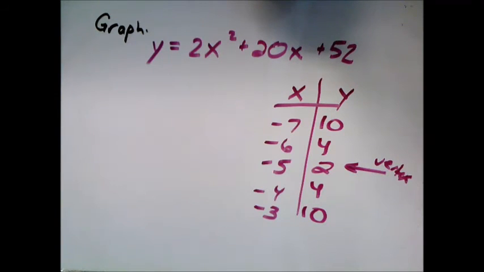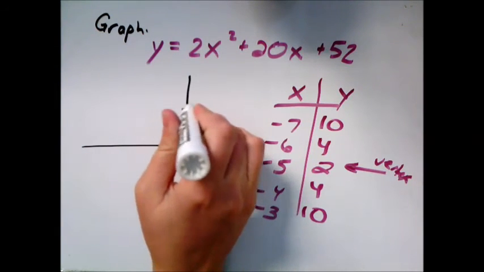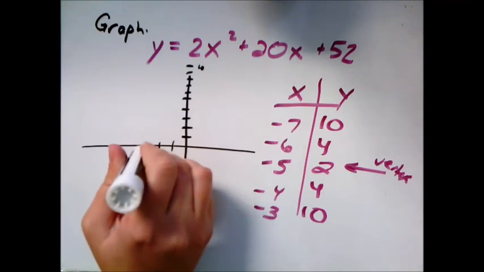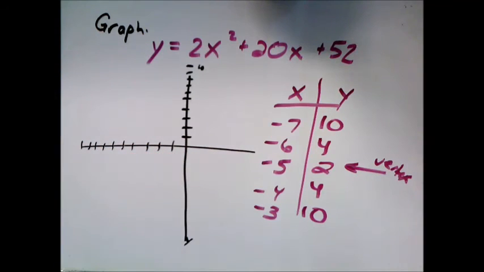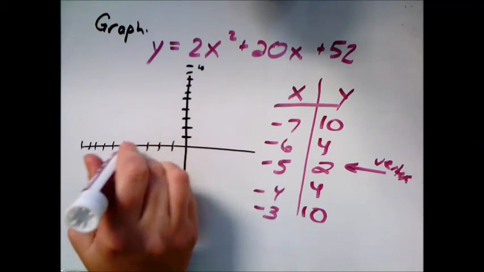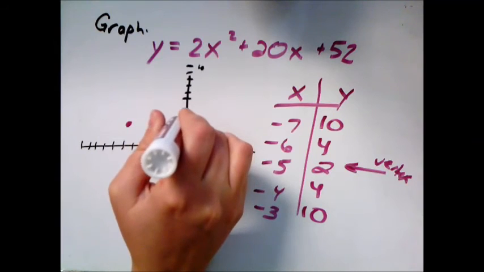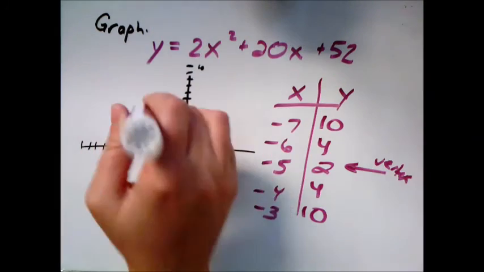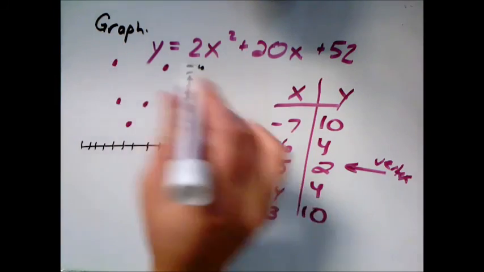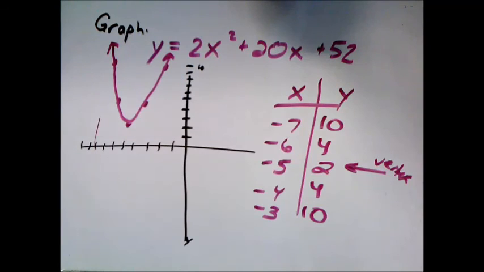And so now I just want to graph my points. So there's 10 up on the y, and 10 back on the x. And so to go to points like negative 5, 2, so back 5 and up 2, and then negative 4, 4, and negative 3, 10, and on the other side, same thing, 4 and 10, just for negative 6 and negative 5. So I end up with, to connect the dots, a parabola that looks like that.